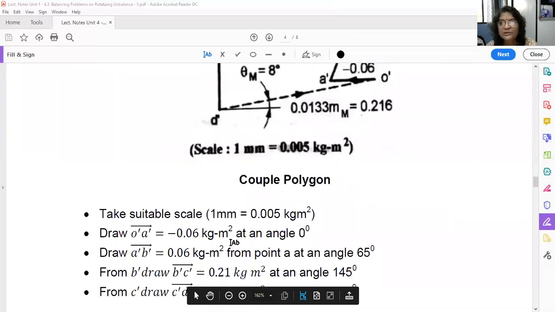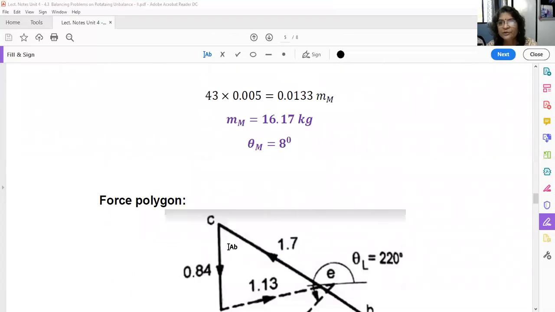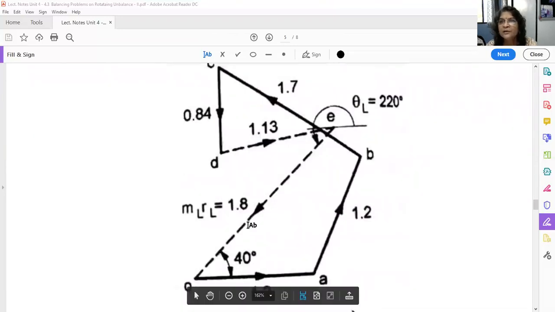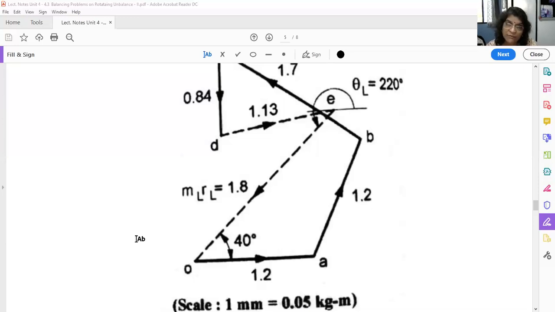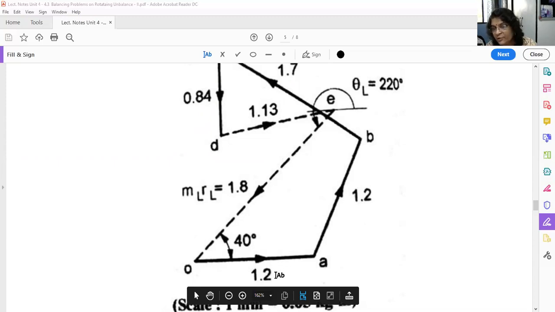This is the force polygon. See, we are here. So take first point O, that is a pole point. From O to A, draw 1.2 magnitude at 0 degree. Now see here, in force there is no negative or positive. All forces are positive because it's a centrifugal force. But in couple, there can be negative or positive, because it can be an anti-clockwise couple or a clockwise couple, but forces are always acting outward. Okay, so this is 0 degree angle, 1.2 Newton magnitude.